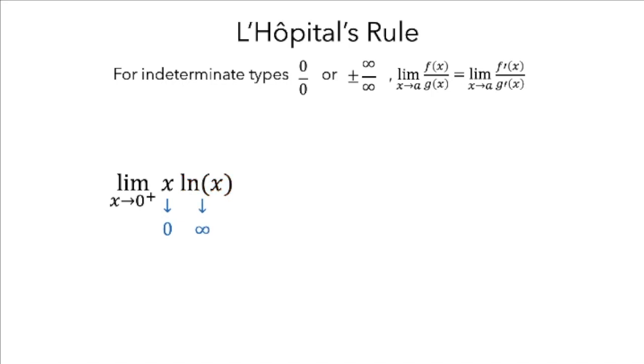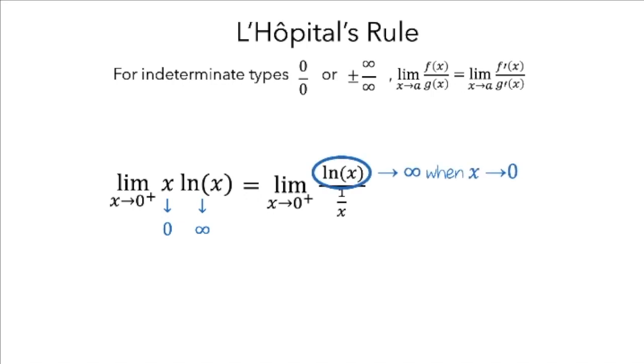So this doesn't initially look like an indeterminate form, but we can rewrite this limit as natural log of x divided by 1 over x. And now if you look at the numerator, this goes to infinity when x goes to 0. And the denominator goes to infinity as x goes to 0. So the limit is indeterminate type, infinity over infinity. Since both numerator and denominator are differentiable, we'll be able to use L'Hopital's rule.